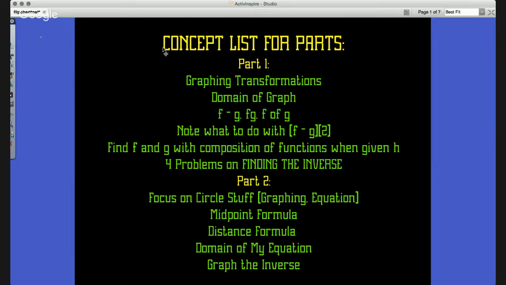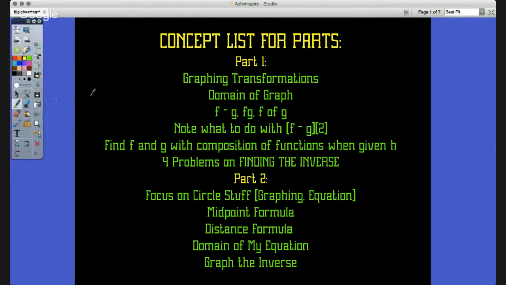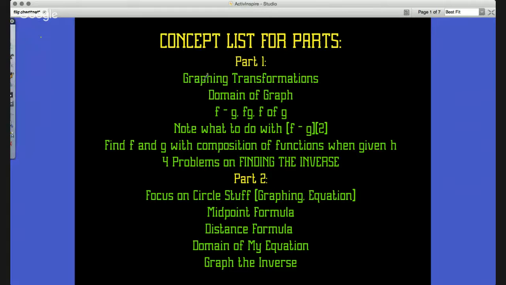As we look at this, you're going to notice that a lot of it, like at the beginning, graphing transformations, is important. Next is finding the domain of the graph. You're going to have to graph the transformation and find that domain. Also, know what f minus g, f times g, and f of g mean. A lot of times you'll see f of g, knowing that you plug the g in for the x in the f of x equation. We'll do a couple of those a day. Also, after you solve for all of these up here, note what that 2 means on the outside. That doesn't mean distributing. That means we plug 2 in for x in whatever our answer is.